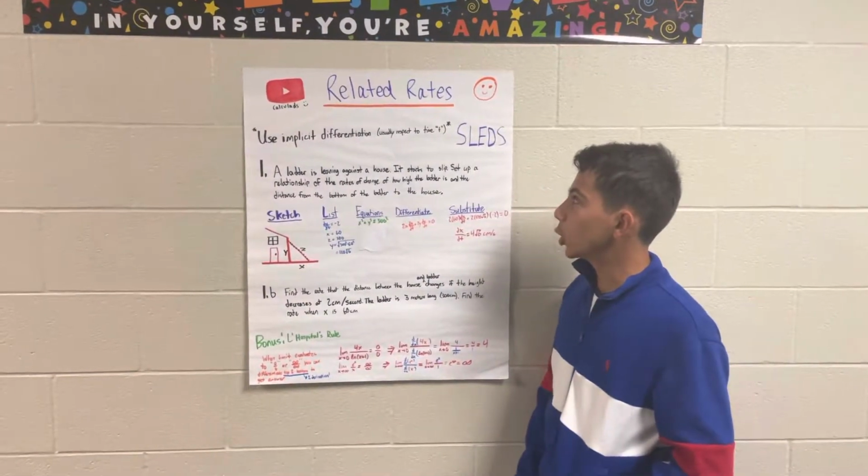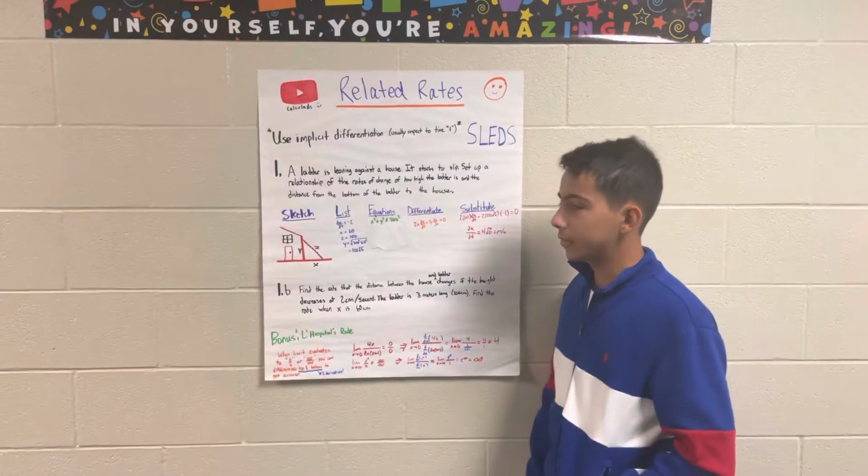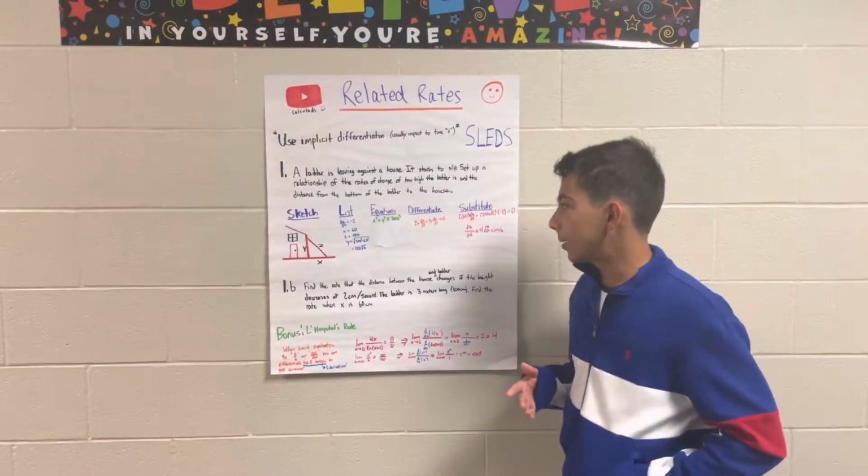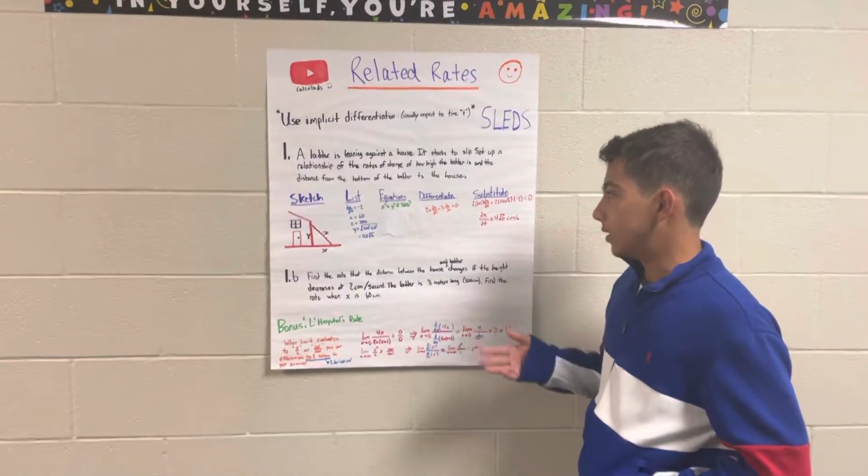Today we're going to be going over related rates. In this you're going to use implicit differentiation, usually with respect to time, to find missing variables.